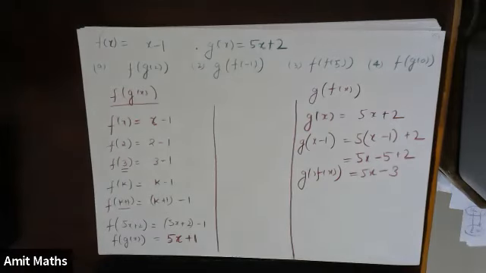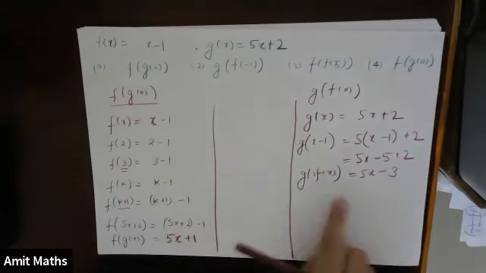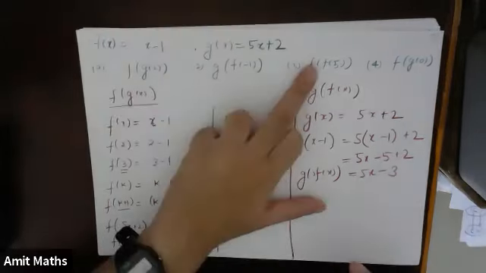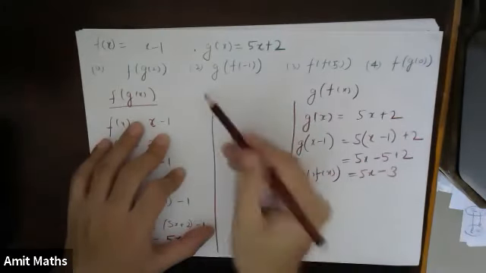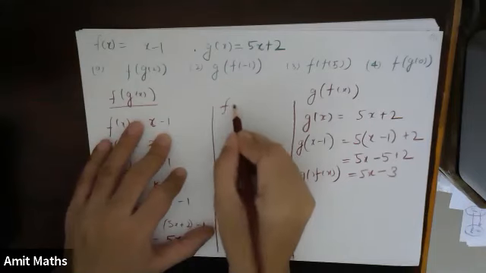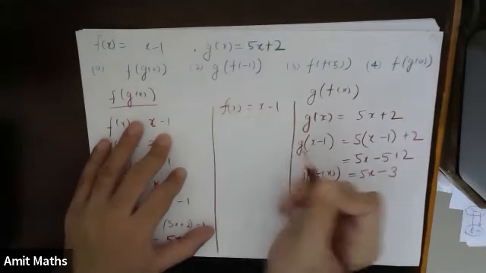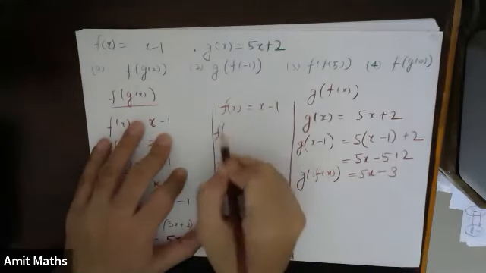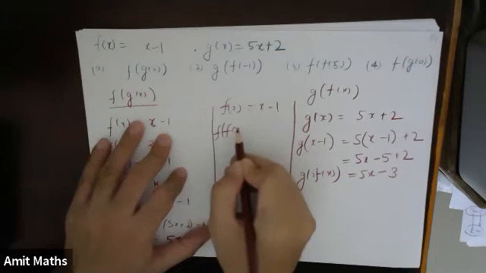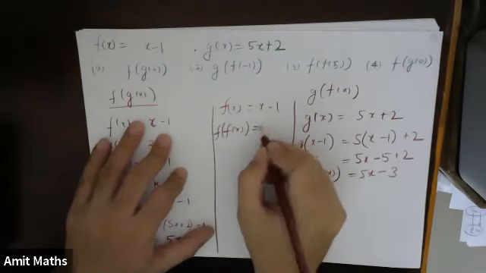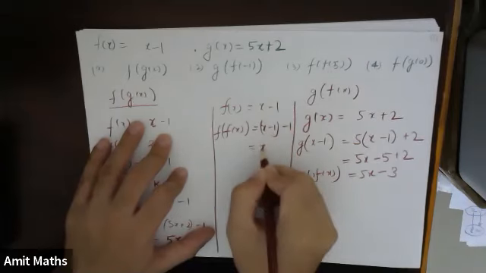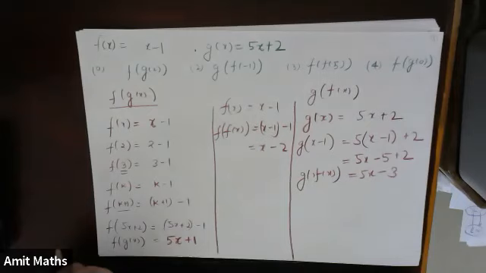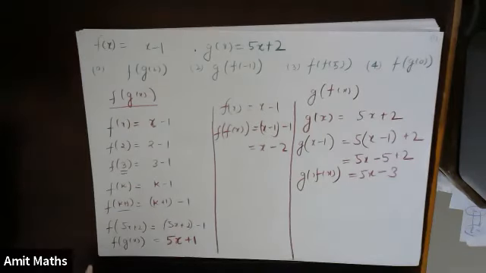Till here everything is fine. So I have got f of g of x, and I have got g of f of x. I have to also find f of f of x. f of x is x minus 1, so f of f of x will be x minus 1 minus 1. This becomes x minus 2.